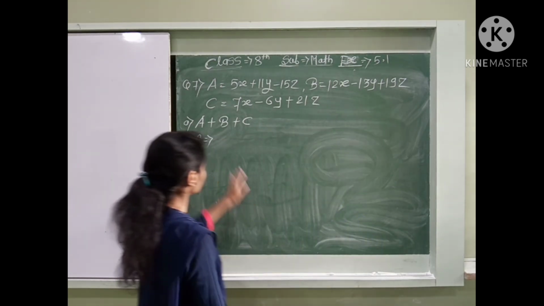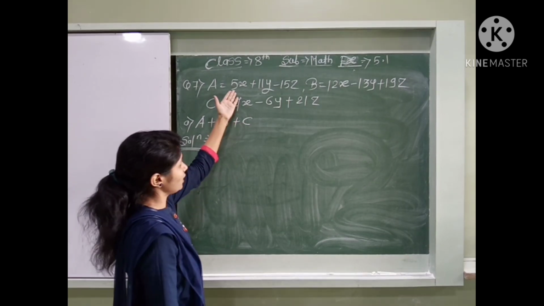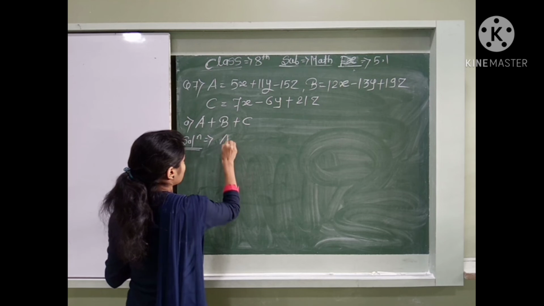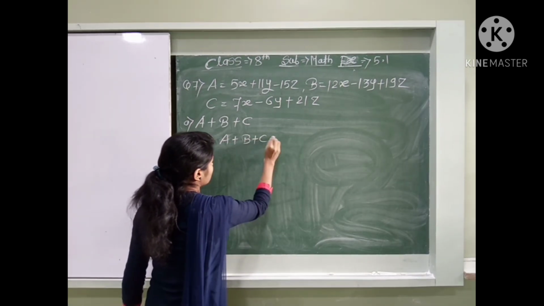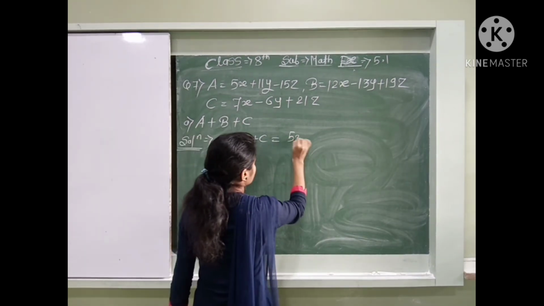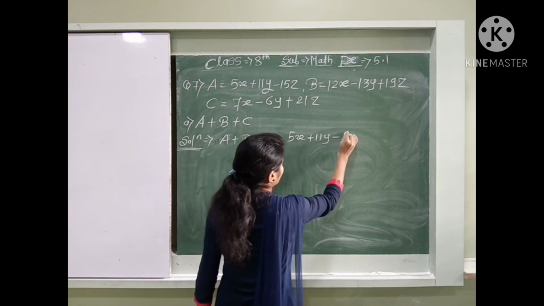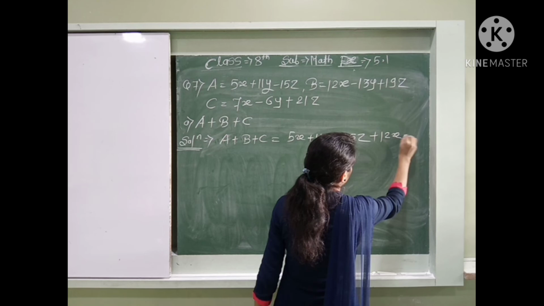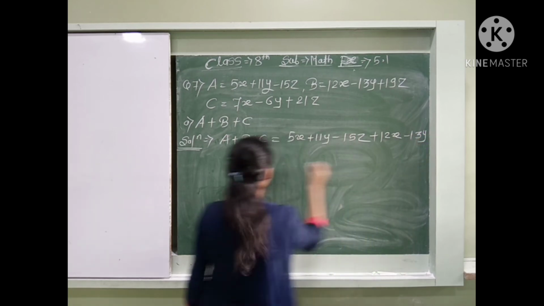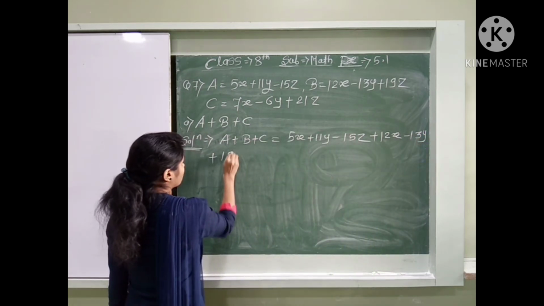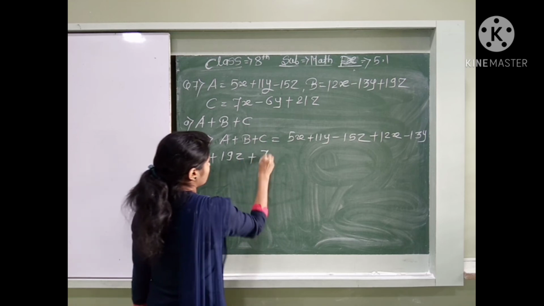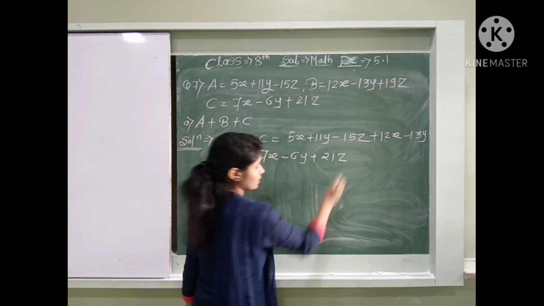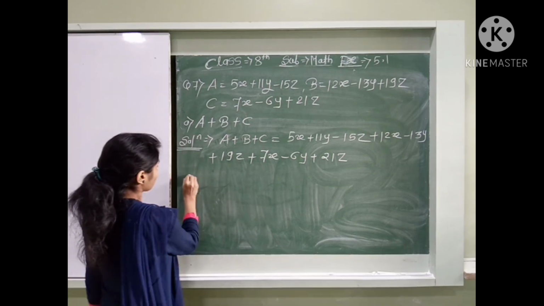See, students, for A plus B plus C you have to know the values of A, B and C. So arrange it this way. A plus B plus C is equal to the value of A, 5x plus 11y minus 15z, plus the value of B, 12x minus 13y plus 19z, plus the value of C, 7x minus 6y plus 21z. Understand?